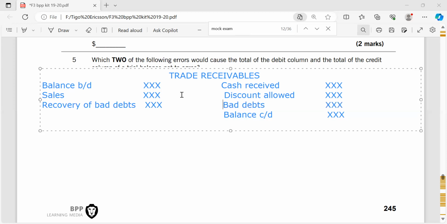So it's not posted to the credit side of the trade receivable, like the one that is going to the cash account. Okay, you are speaking of recovery of bad debts, right? Yeah.